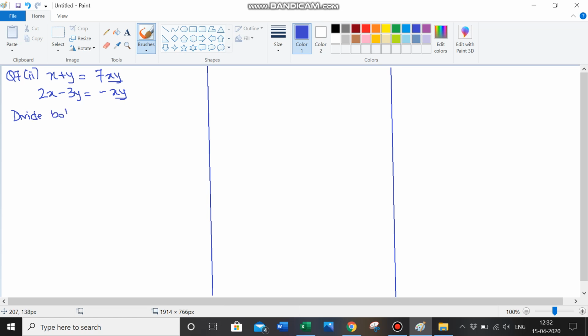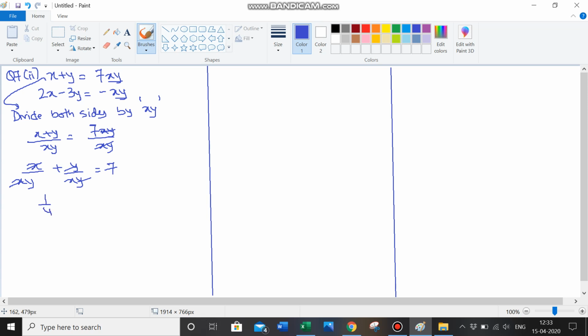Let's divide both sides. So I'm working with the first equation now by xy. If I divide both sides by xy, I get x plus y upon xy is equal to 7xy upon xy. In this side, this gets cancelled, and this is first term upon xy plus second term upon xy is equal to 7. x and x gets cancelled, y and y gets cancelled, so I'm left with 1 upon y plus 1 upon x is equal to 7. This is my third equation.